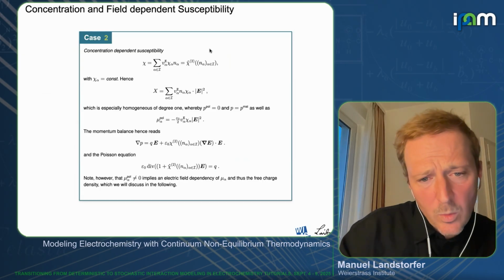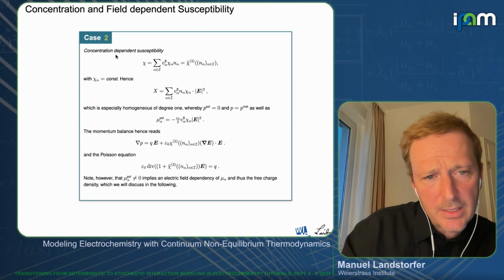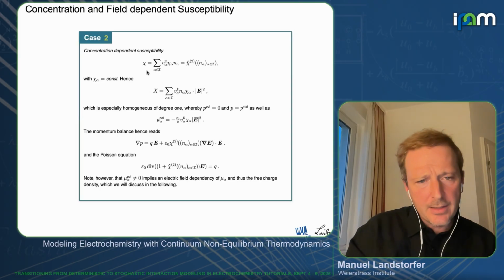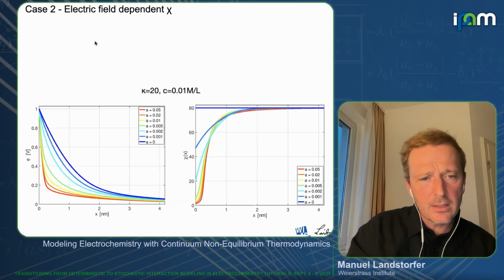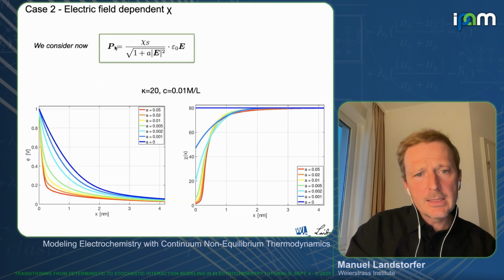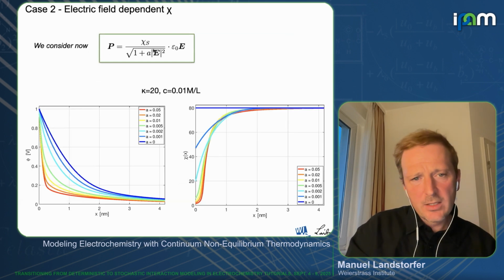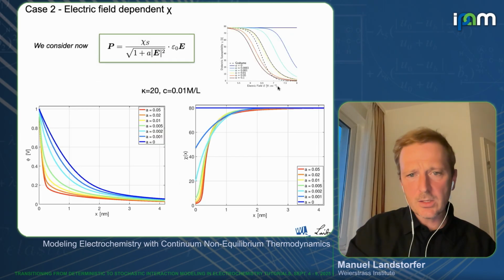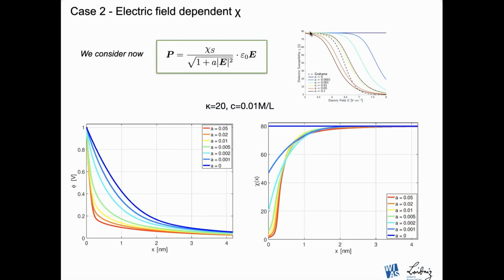Now, I don't know why I have a twist here, but this should be exactly the other way around. So case 2 is, sorry for that, where the dielectric constant is now decreasing when the electric field is increasing. So the dielectric susceptibility here on the y-axis is decreasing when the electric field strength is increasing.